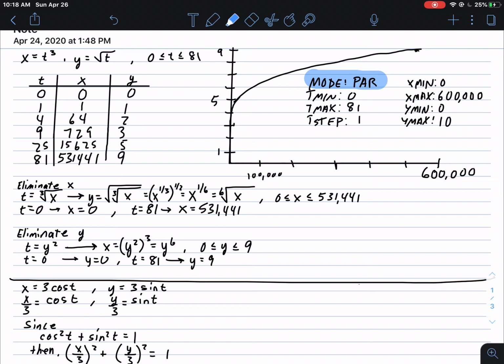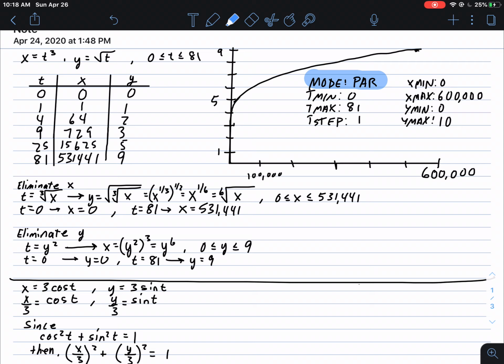Now on your Windows setting, you have a Tmin, Tmax. So in this case, Tmin is 0, Tmax is 81. T-step, same thing we talked about with the polar graphs. The T-step, that's how fast it's going to draw the graph. We're a lot more interested in that here with these parametrics because, like I tell you, we do want to know the direction of the curve.